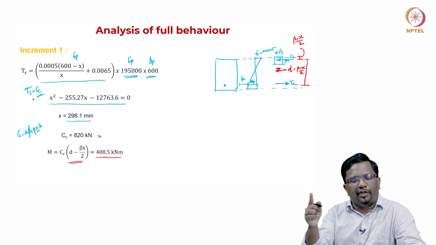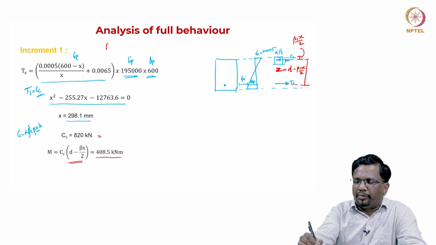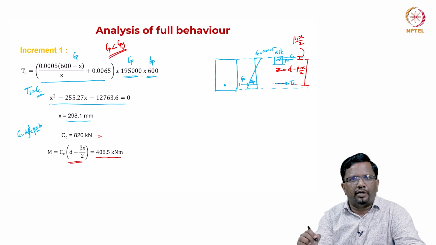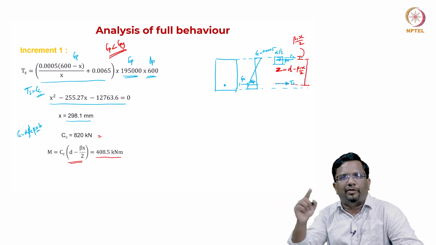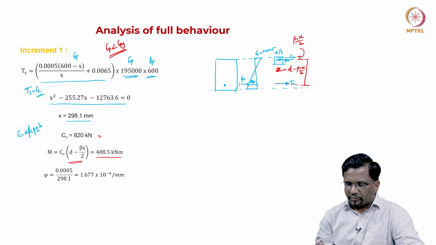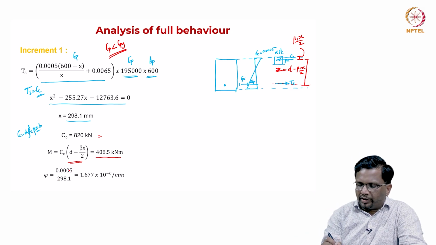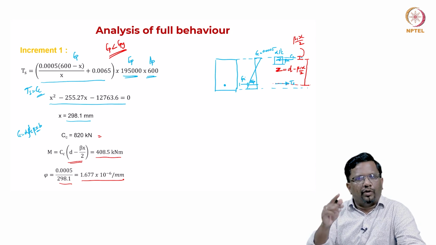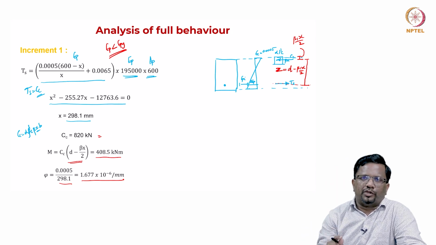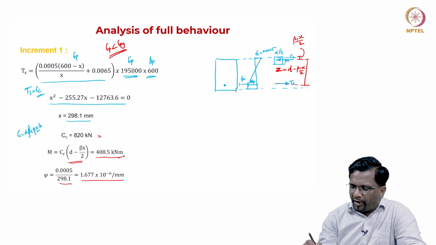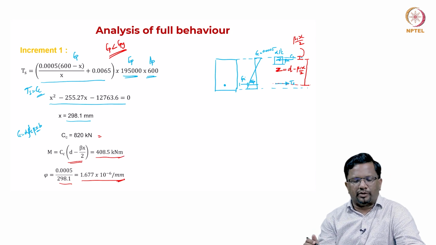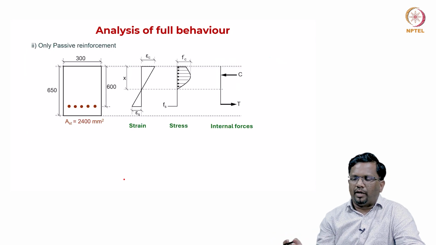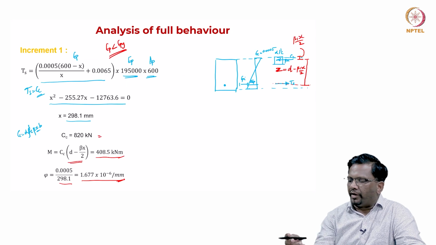But from the strain we have to still check the assumption that epsilon p is still less than epsilon p, because we have assumed like this. If this assumption is not valid, then we have to change it. Now, the curvature is epsilon c by x and I get a very small value. So, for one value of epsilon c we have assumed, we have calculated one moment value and one curvature value.